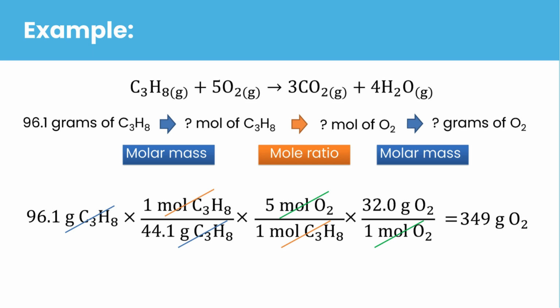So the ratio is 5 moles O2 to 1 mole C3H8. Excellent. Multiply by that: 5 moles O2 over 1 mole C3H8. Moles C3H8 cancel. Now we're in moles of O2.